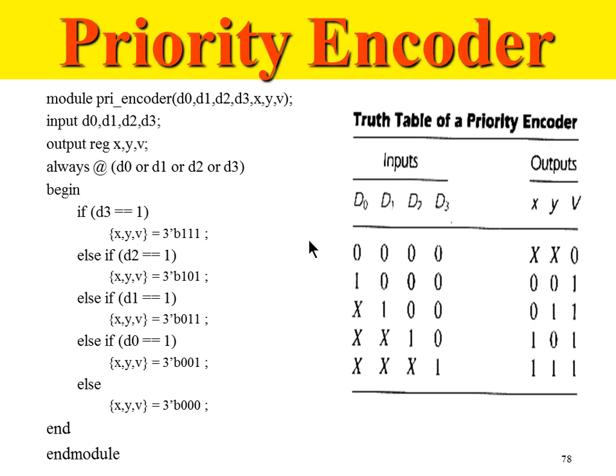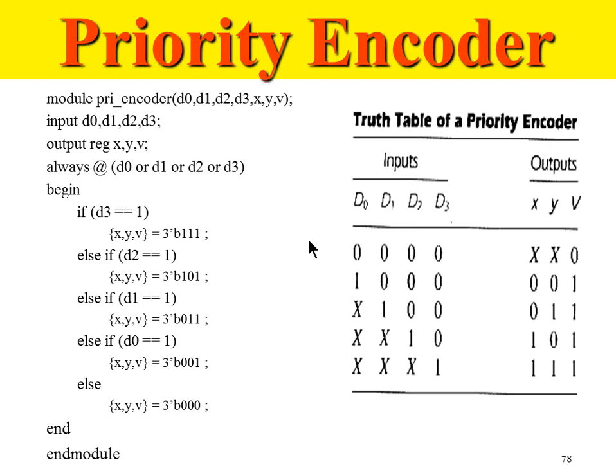Yes. Next is a priority encoder. If you remember, a normal encoder is the reverse of a decoder. In a decoder, we just saw that there are n inputs and 2 raised to n outputs. So 3 inputs means 2 raised to 3, equal to 8 outputs. An encoder is the reverse: 2 raised to n inputs, n outputs. So if I have 8 inputs, which is 2 raised to 3, then I will have only 3 outputs.